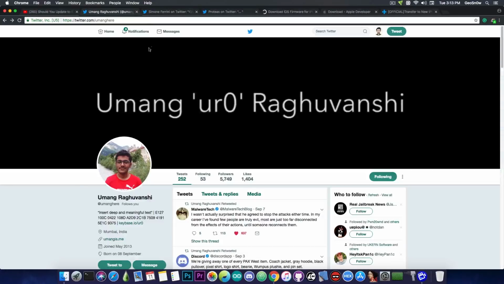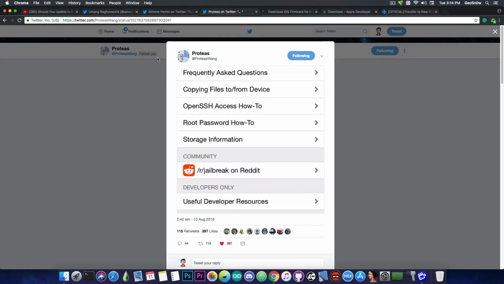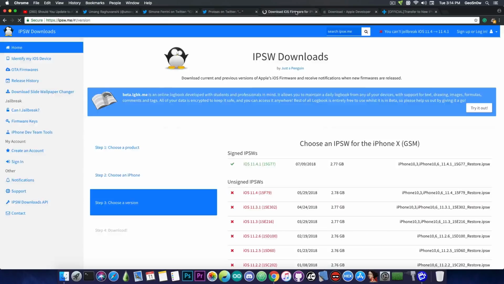None of these people in here that I mentioned, that being Umang or Simon Ferrini or Proteus, have mentioned anything about their exploit running on anything older than iOS 12. Now, naturally, I would assume it would probably run on iOS 11.4.1 and 11.4 if the vulnerability exploited is not present only on iOS 12, which I somehow doubt, but it's definitely a possibility. So in that case, the exploit would work only on iOS 12, and it would pretty much lock up the iOS 11.4 and 11.4.1 people. However, I wouldn't update just now.